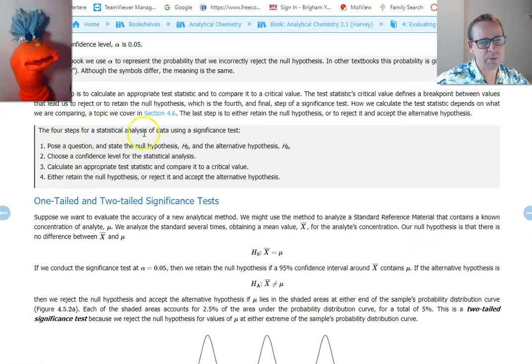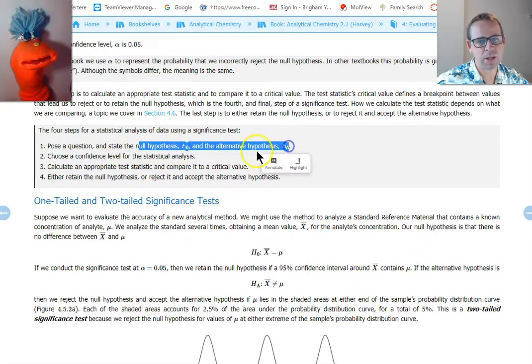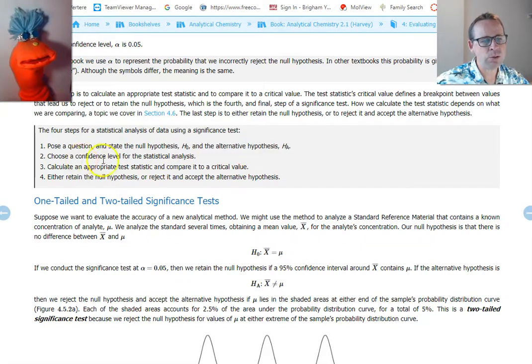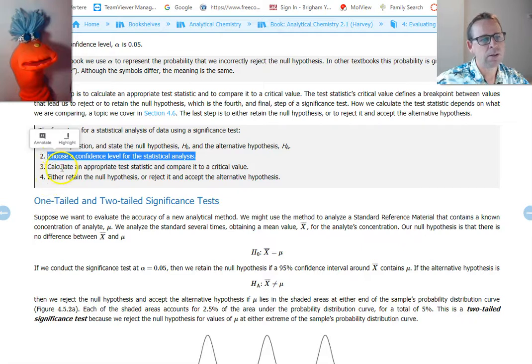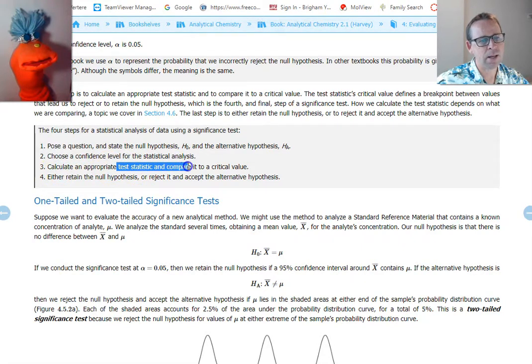Now, the 4 steps for a statistical analysis of data using any significance testing, right? You pose a question, right? And usually it's associated with the null hypothesis compared to the alternative hypothesis, right? And then you choose a confidence interval level for statistical analysis, and that's usually going to be 95%. And then you calculate the appropriate test statistic and compare it to some critical value.